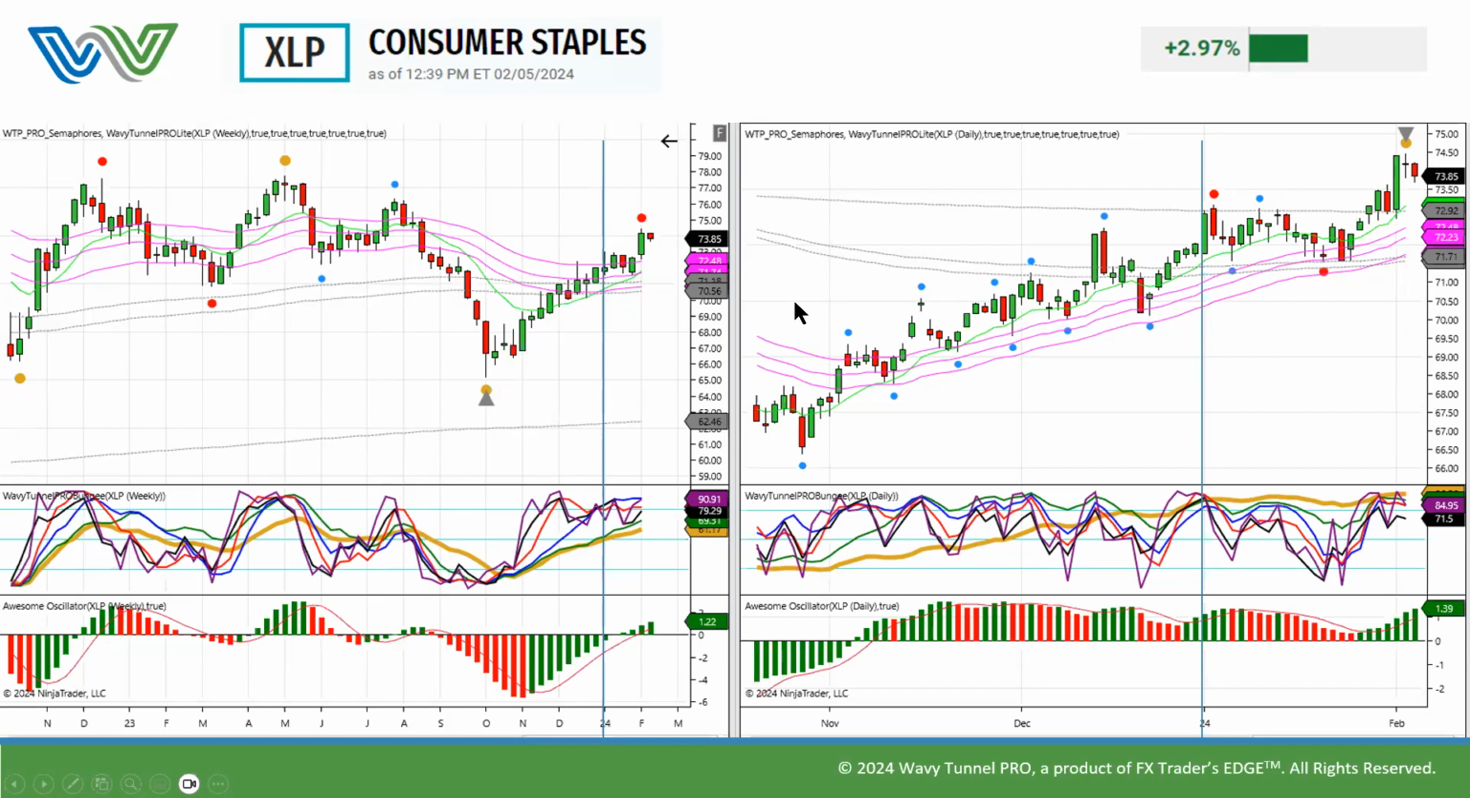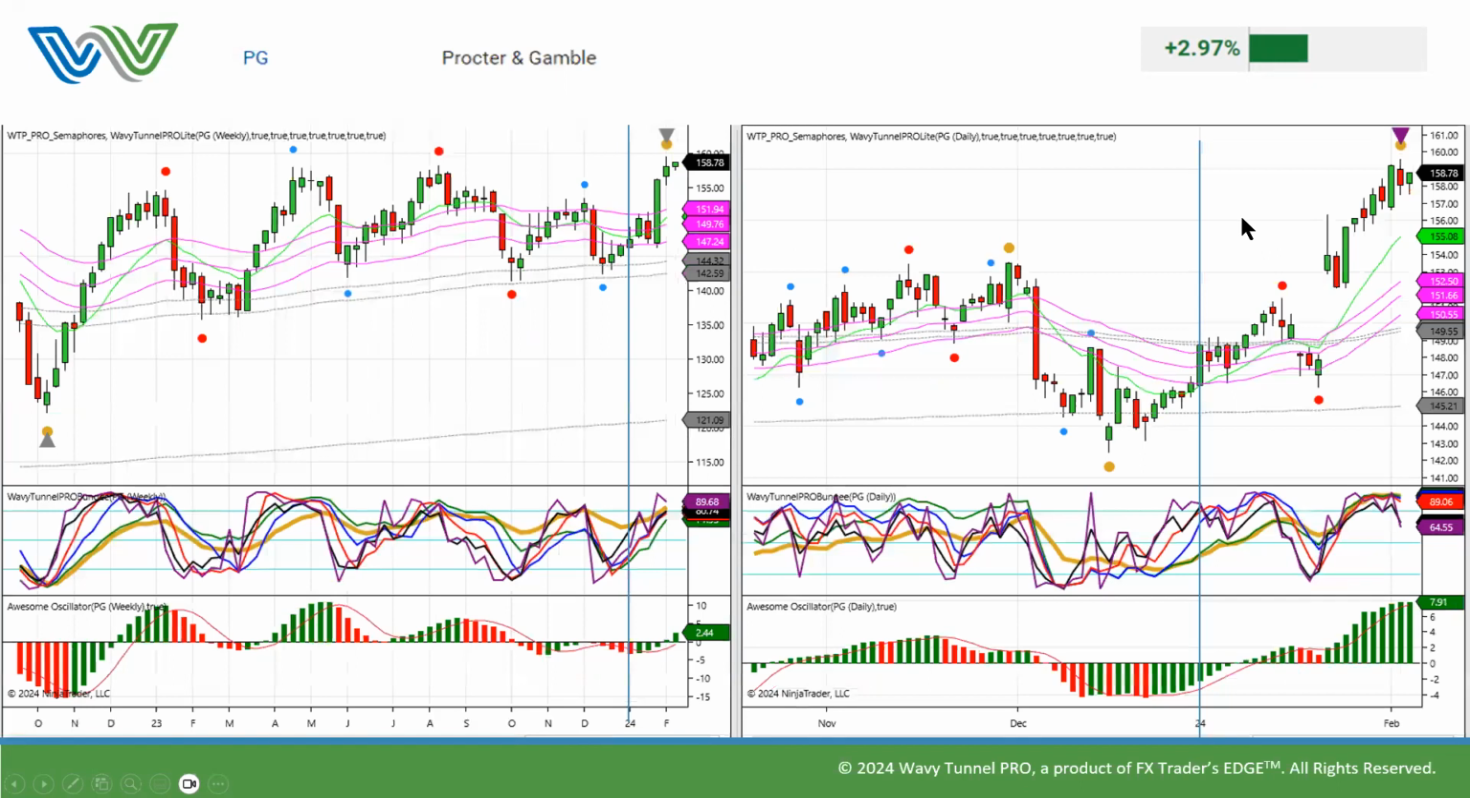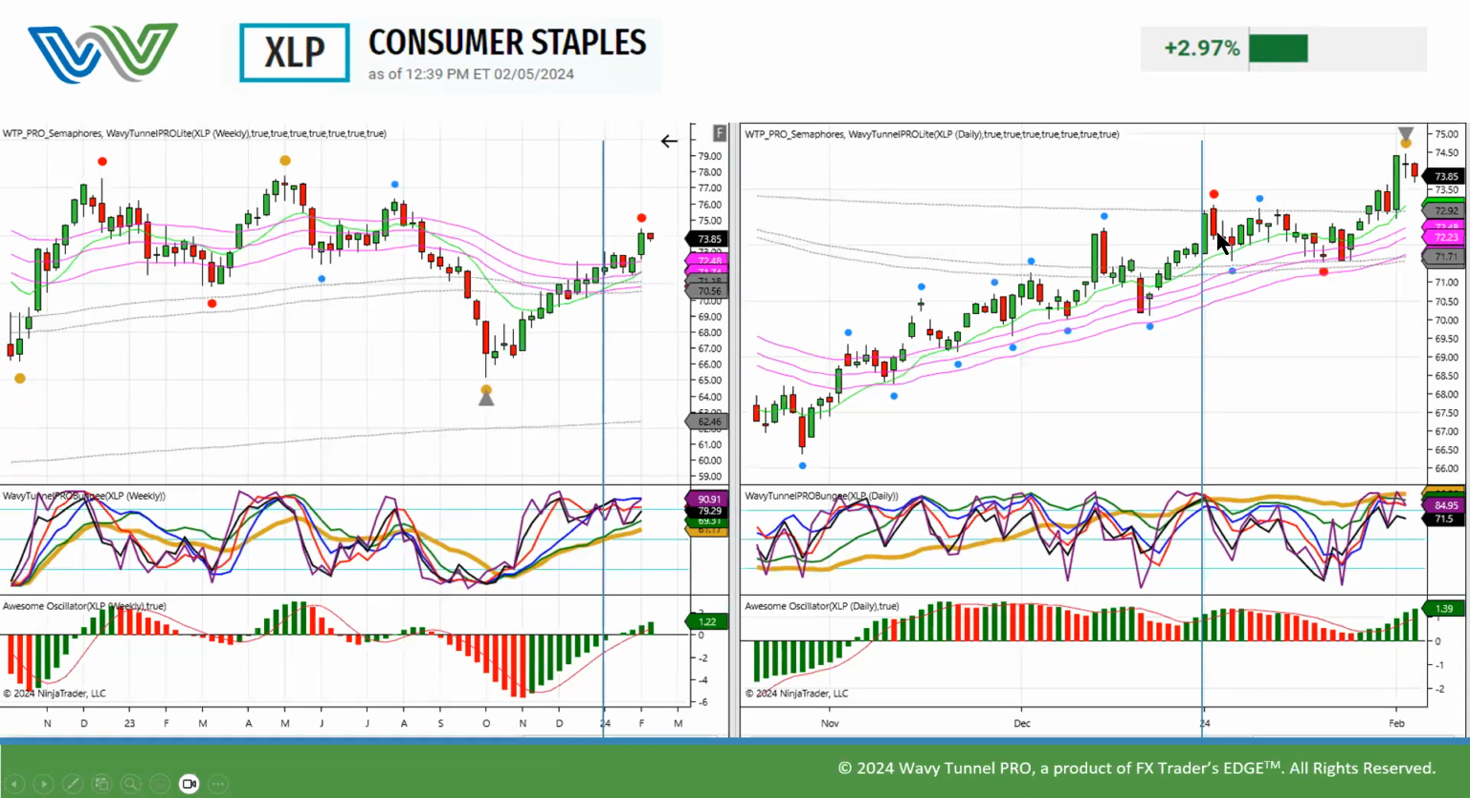And then what happens, on the daily chart, now the wave is pointed up. So we've come off this bottom, the wave has pointed up. Again, you want to be buying on the dip into the wave. That's the best location for it. Let's look at P&G.